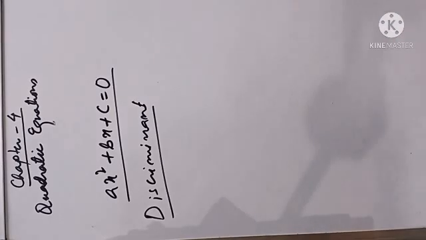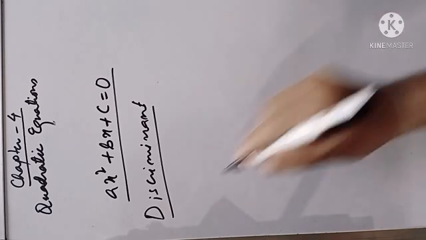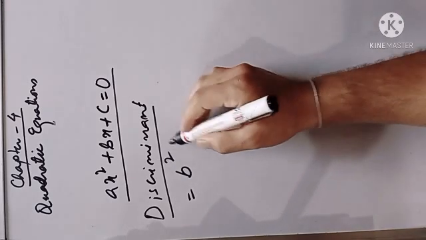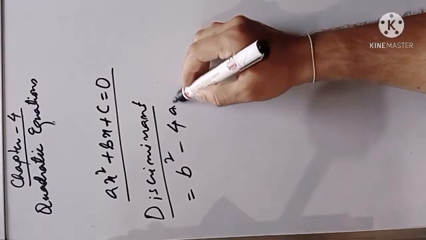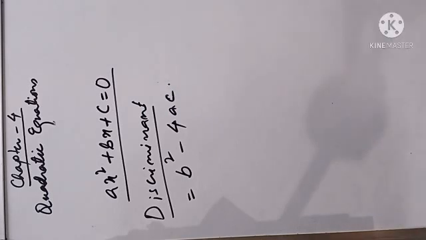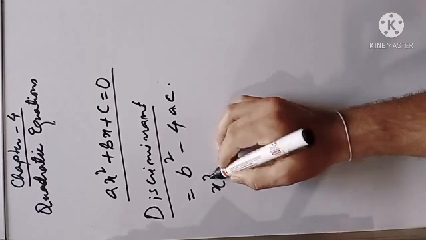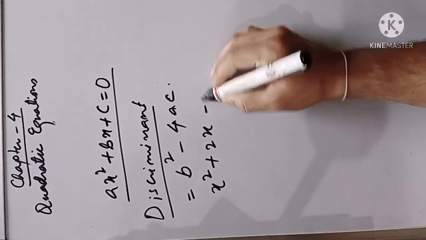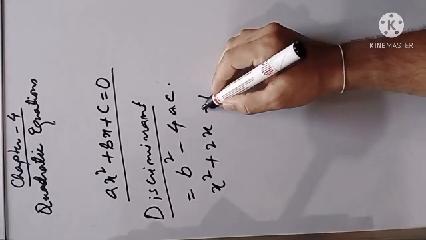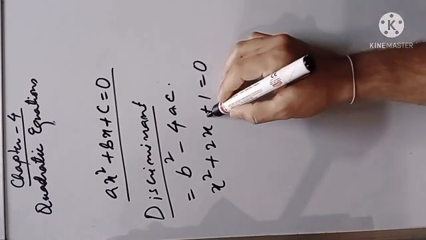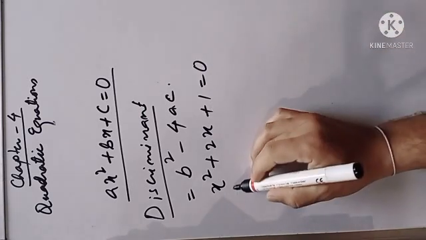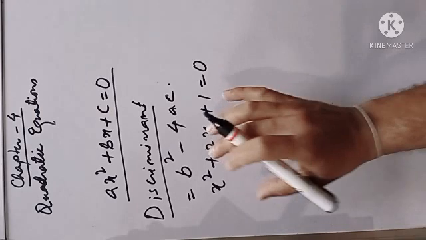So what is meant by discriminant? Discriminant is the value which is given by b square minus 4ac. Okay, let me give you the example now. I'll write here x square plus twice x plus 1 equal to 0. Okay, so let me find the discriminant of this quadratic equation.